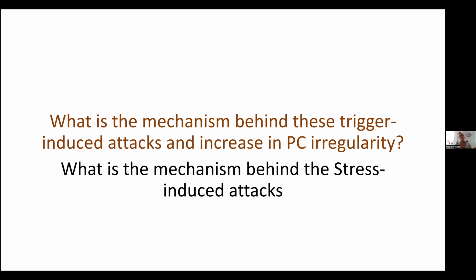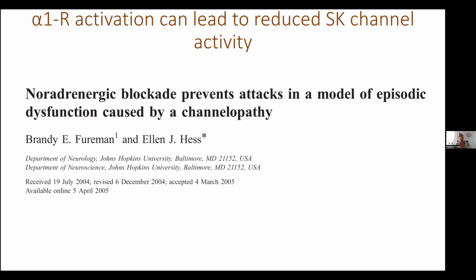This paper just came out in Science Advances last month, so please go take a look at anything that I'm not really describing. And so to begin to understand this mechanism, we got some clues from previous work on other episodic channelopathies, because stress can release CRH, it can release norepinephrine. There's a bunch of different hormones that are involved when people are stressed. But we saw this work from Ellen Hess's group found that when you block the noradrenergic pathway, you can actually block attacks in episodic dysfunction. So we thought, okay, let's focus on norepinephrine.